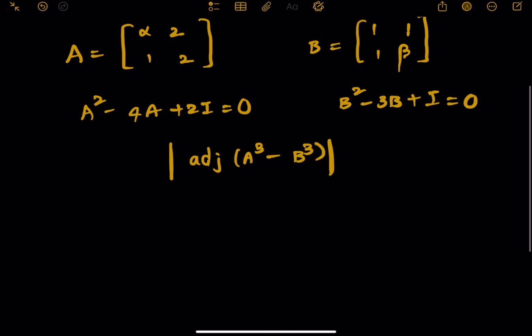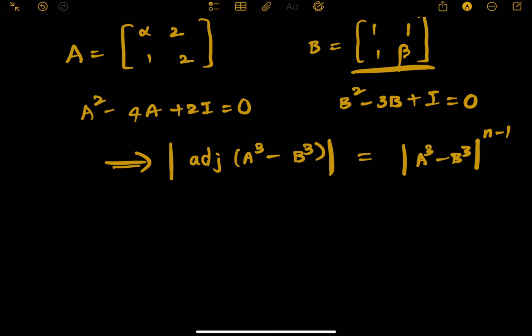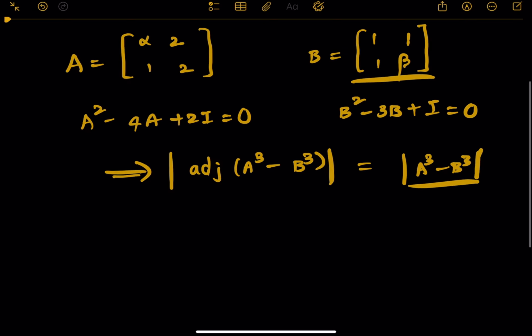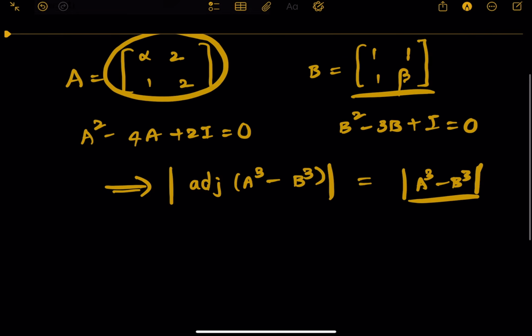First, what is the formula for the determinant of adjoint? That is simply det of (A cube minus B cube) whole power n minus 1, where n is the order of your matrix. Here it is a 2 by 2 matrix, so it is 2 minus 1. So that is simply det of A cube minus B cube. We have to find this. Now, we don't know what alpha and beta are, but we know these equations.